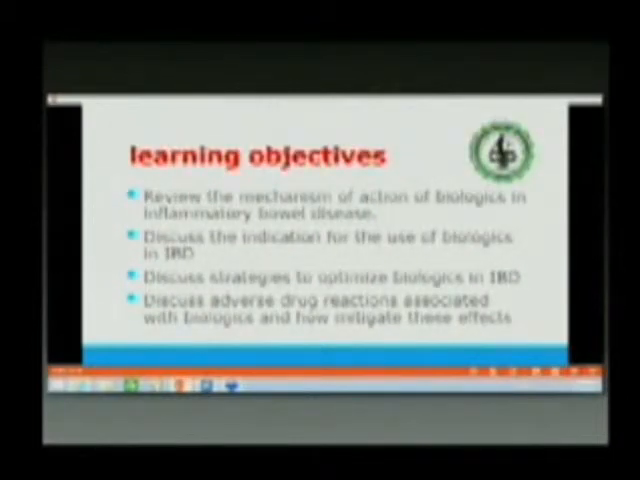Okay, so learning objectives for this afternoon: we're going to review the mechanism of action of your biologics, especially in inflammatory disease, discuss the indication, how they work, and of course, discuss strategies to optimize the use of these biologics. Later on, we will discuss adverse drug reactions associated with biologics and how to mitigate these effects.